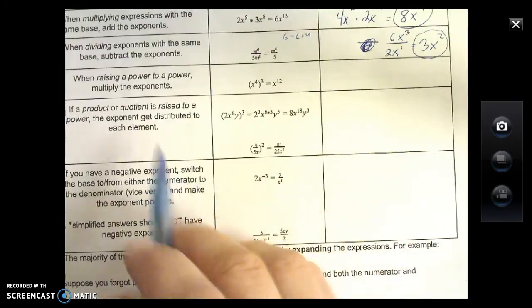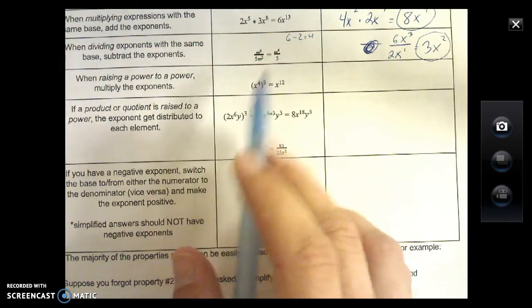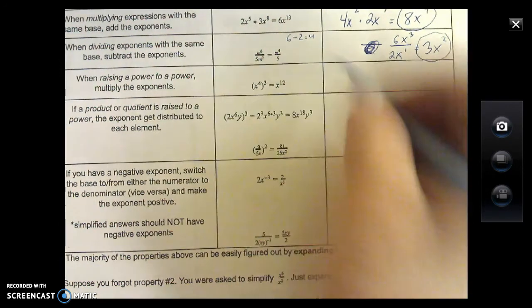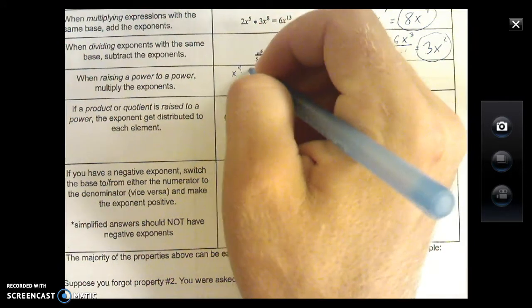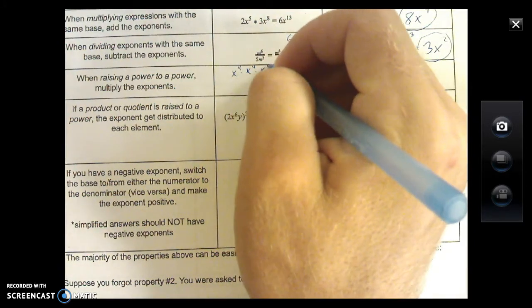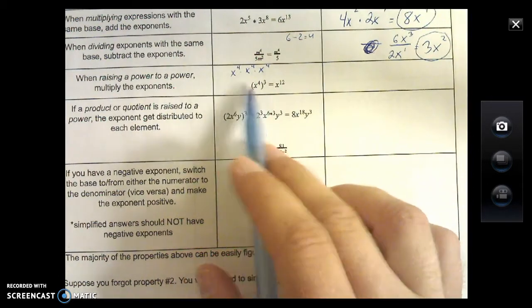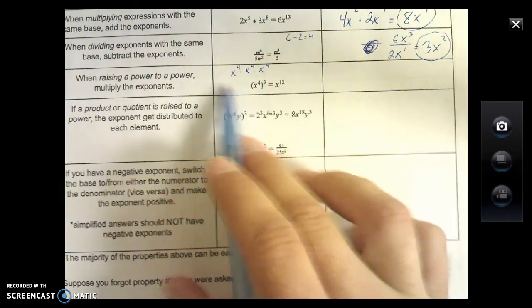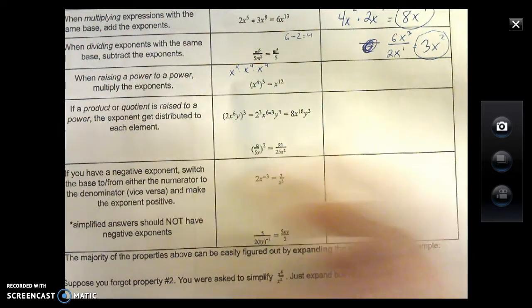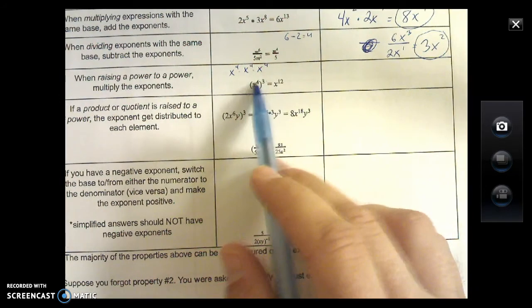When raising a power to a power, multiply the exponents. X to the fourth raised to the third. What you actually have going on here is you have 3 of them. Okay, that's what it means when you raise something to a power. So I have x to the fourth times x to the fourth times x to the fourth. And it's the same property up here. You add them, boom. To make our lives easier, all we do is multiply here.